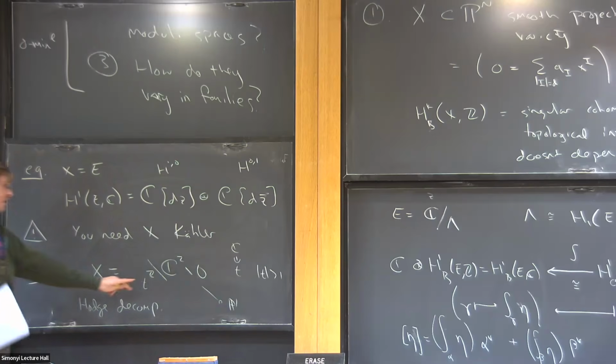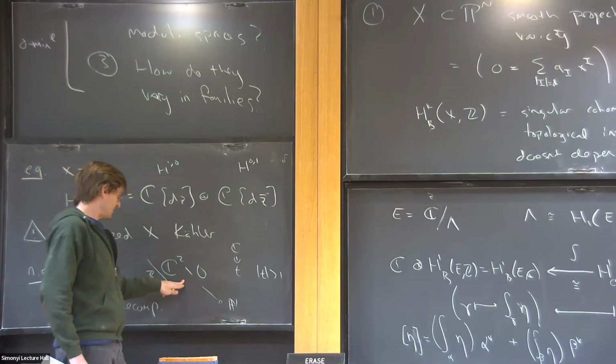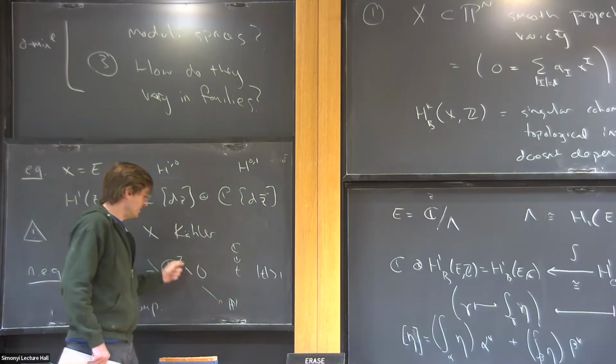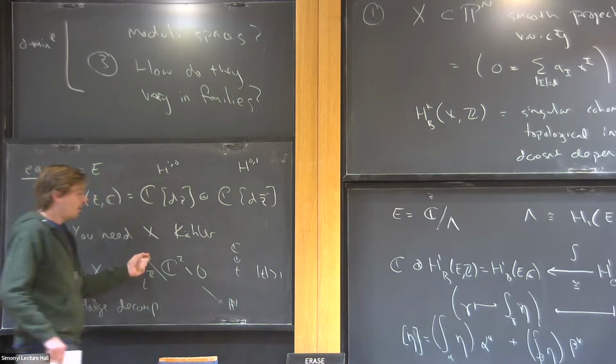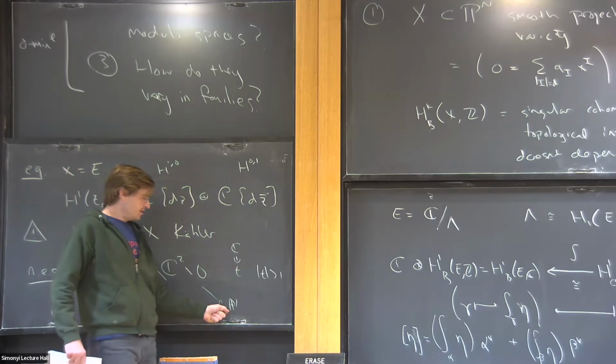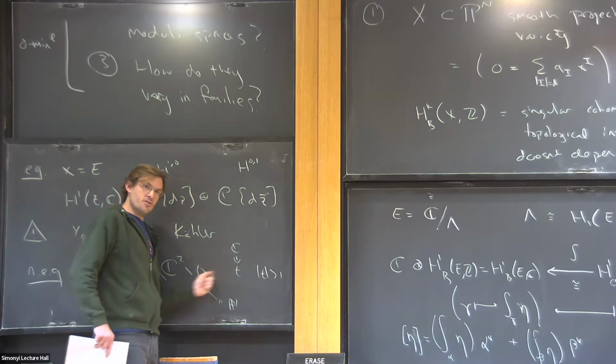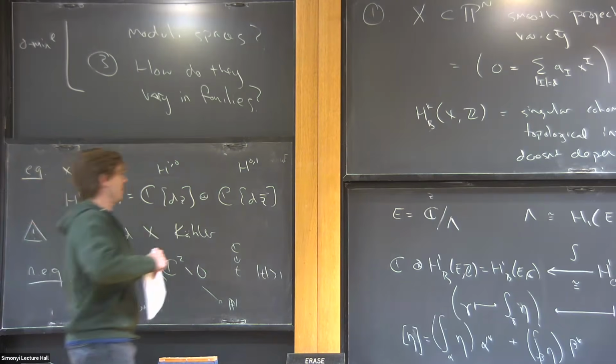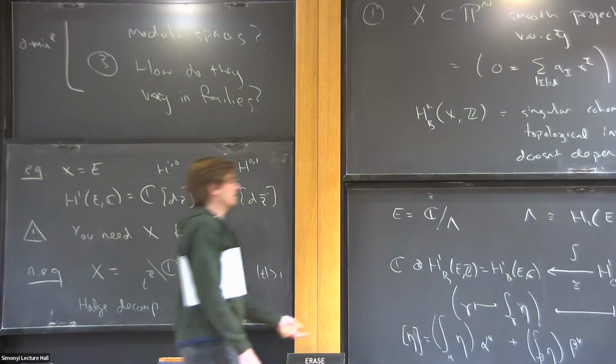This is already a hint that something funny is going on. This is a counterexample to many things, but it's a family of elliptic curves, all of which are isomorphic, over P1, and therefore there can't be any monodromy in this family, yet it's not trivial. Okay, great. So now let's define what a Hodge structure is.